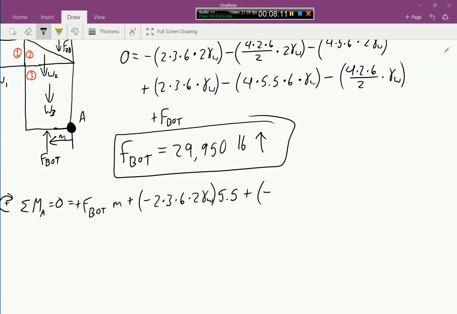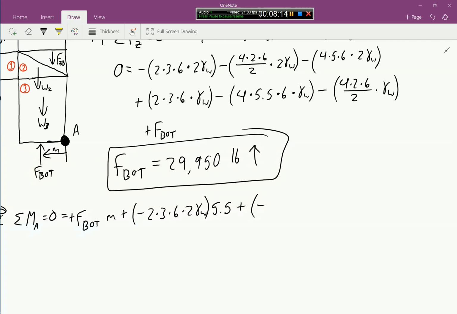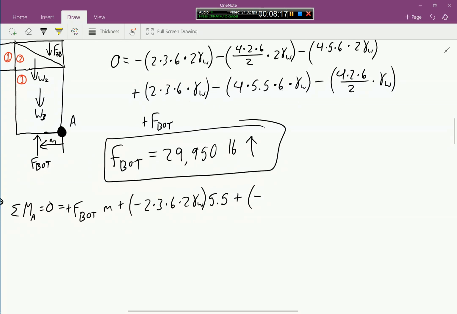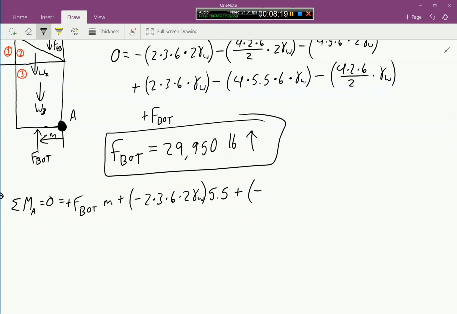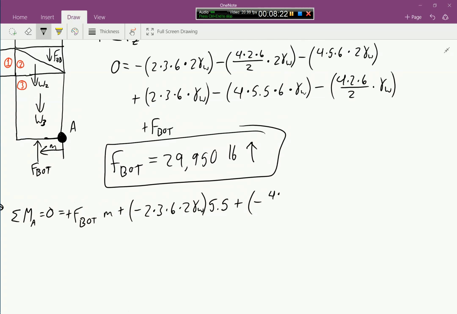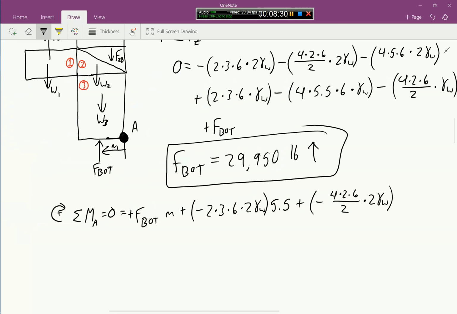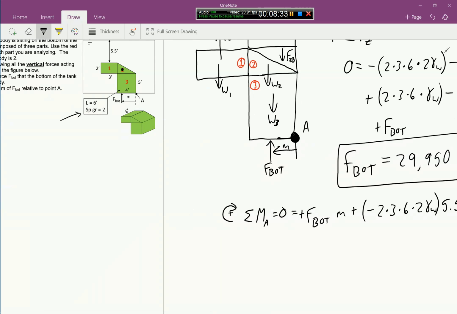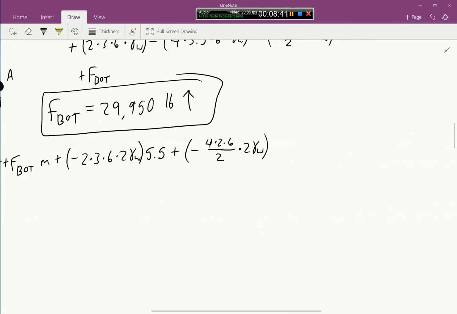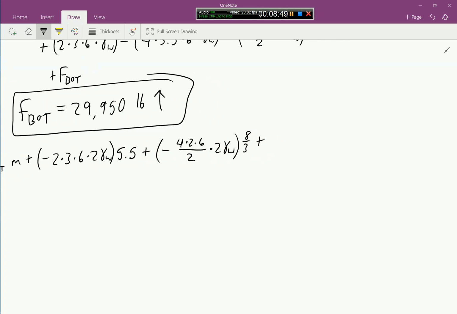Now we'll have the weight of 2, which again is going to be a negative value because it's trying to rotate counterclockwise. So the weight of 2 is 4 times 2 times 6 divided by 2 times gamma water, times the moment arm of 2, which acts at the centroid of this triangle, which is 2/3 away from this point right here. So that's 2/3 of 4, or 8/3. So we'll just say 8/3, and that's the moment arm of weight 2.